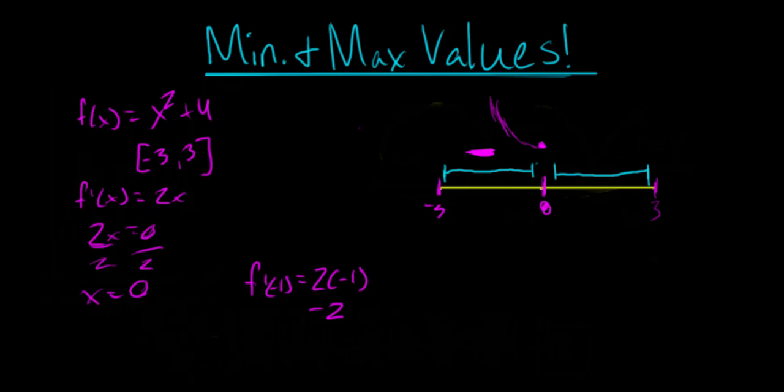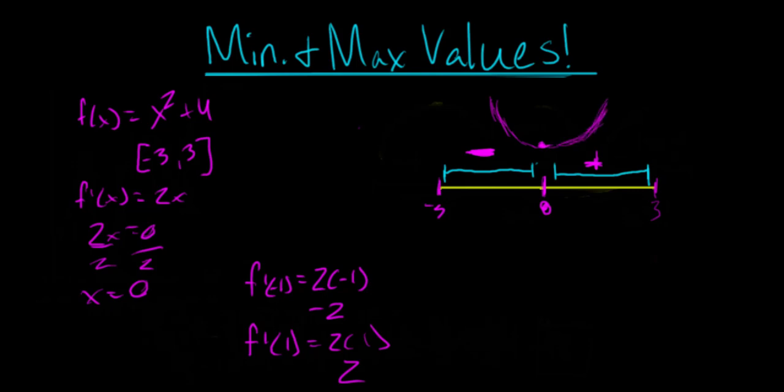Now we can't assume what's going on on the right side, so let's plug in some number on the right side of our critical point. I'm going to plug in +1. So we have f prime of +1 is equal to 2 times 1, and we get 2. So any number from the interval 0 to 3 is going to be positive. So we see that our function is going to start increasing again.